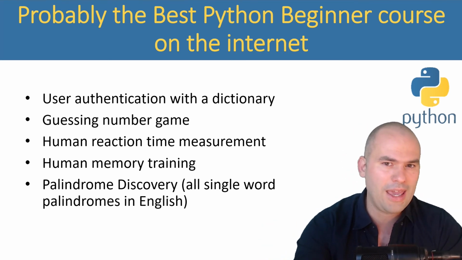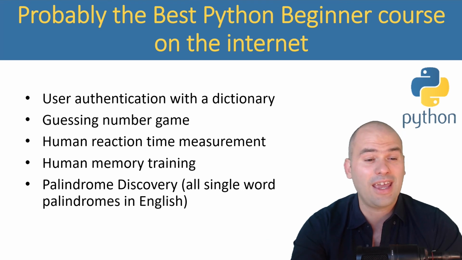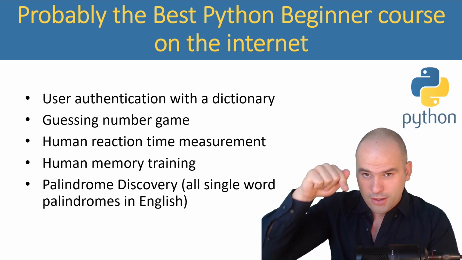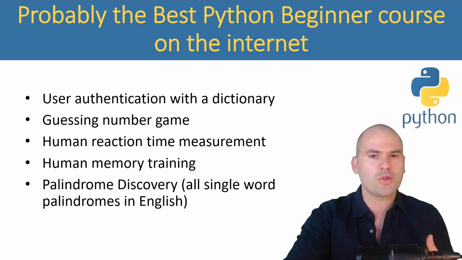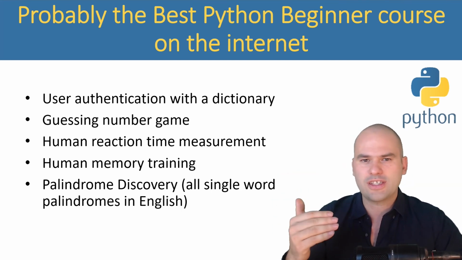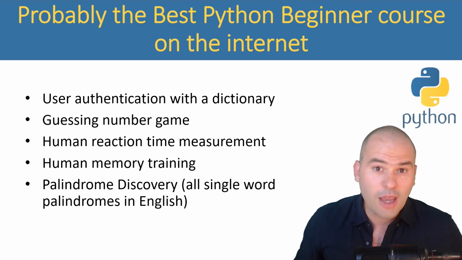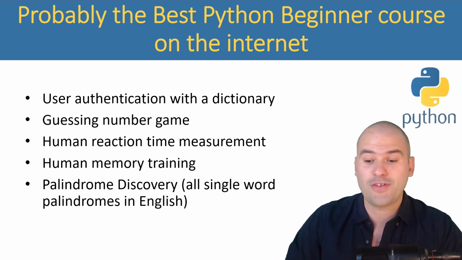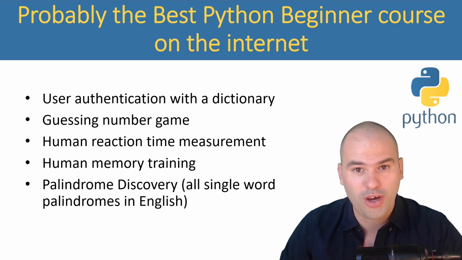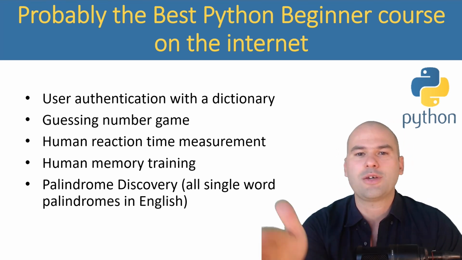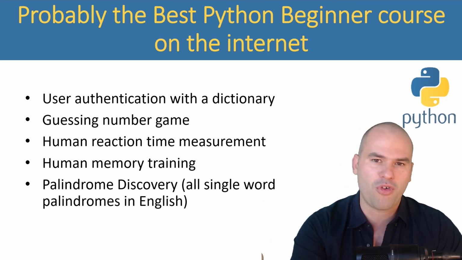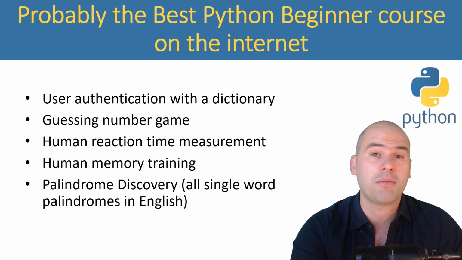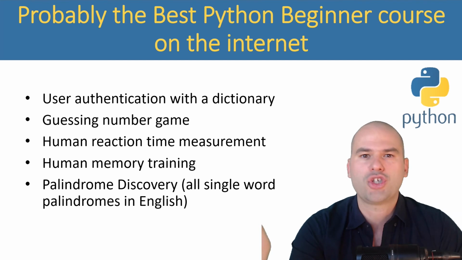This will be followed by a guessing number game and then a human reaction time measurement program, where you press a button when a go signal comes on, and you get your result in milliseconds. It's the type of thing that you can race against your friends with. Another one of a similar description is the human memory training program, where you get a sequence of random numbers that you try to memorize. And then you can play with the variables like how many random numbers and how much time you have to memorize them.